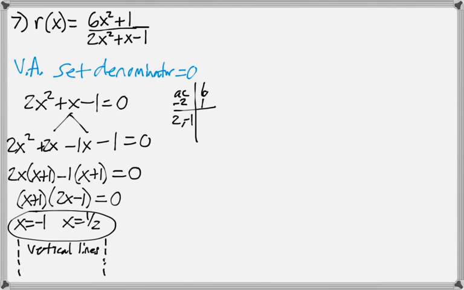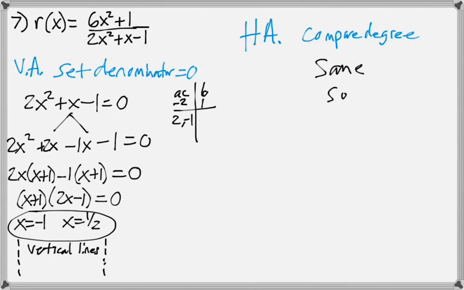Okay, and then for the horizontal asymptote, we want to compare the degree. So if you look at it, these both have a degree 2. So because they are the same, it means that it's the ratio of leading coefficients. Again, there's 3 cases. It's either the numerator's higher, or the numerator's lower, or they're the same.